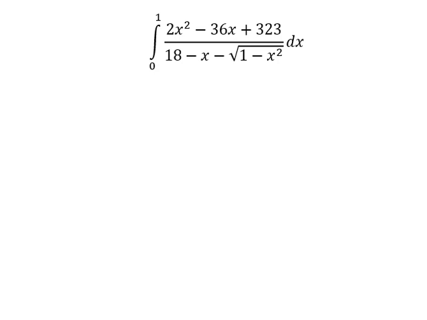Hello everybody. So today I want to talk about calculus, the topic that is about integration. So now I want to show you how to answer. We have the formula in here.